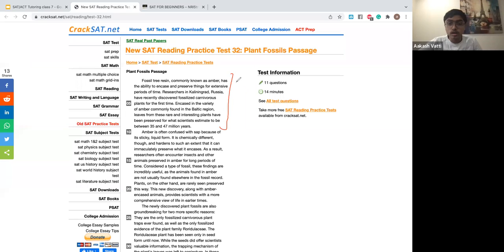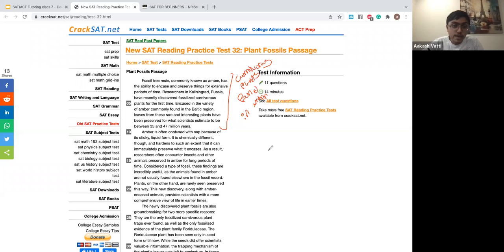So, carnivorous plants found in amber, just carnivorous plants found in amber.